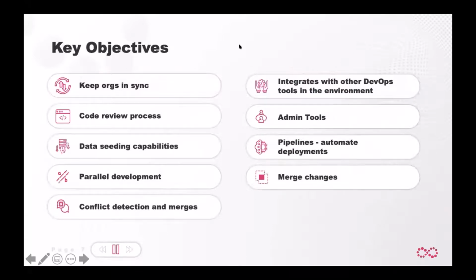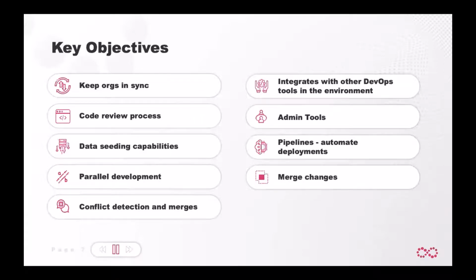So when we talk to customers, many of them are actually not very clear on what objectives the solution should help them accomplish. These are some of the high-level, common challenges that we hear from customers. One is they want to keep the orgs in sync. When you speak to most customers, they say they are looking for a CI/CD solution or a DevOps solution. But when we peel the onion, these are the things they come up with. So the solution should definitely help you keep the orgs in sync with very little to no effort.